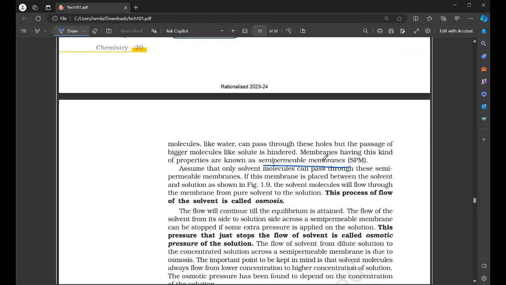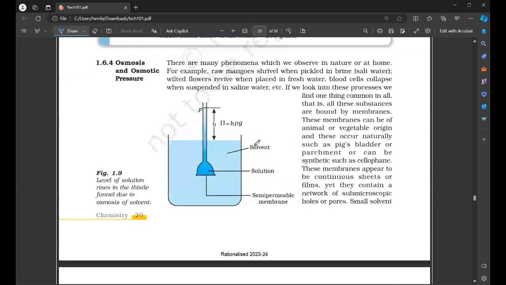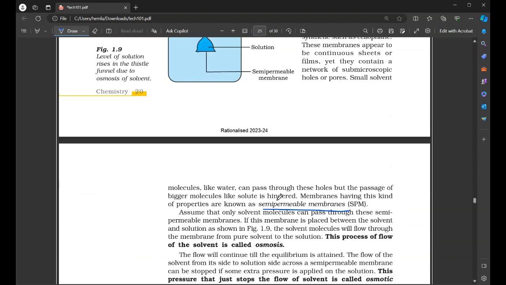Membranes having this kind of properties are known as semi-permeable membranes. As the name suggests, I don't think there is much to dig deep into what semi-permeable membranes are. Semi-permeable मतलब पूरी तरह permeable नहीं है, but जो छोटे छोटे चीज़ें, थोड़ा बहुत permeable हो जाता है. Assume that only solvent molecules can pass through these semi-permeable membranes. If a membrane is placed between the solvent and solution, as shown in figure 1.9, this is the semi-permeable membrane.